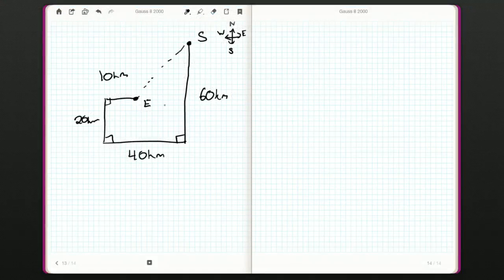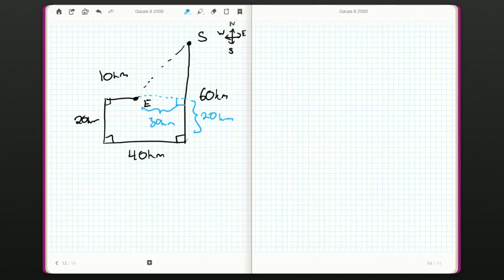Okay. So what I could do is grab an extra color, and I notice I have three right angles here. I could complete my rectangle. And now I have a rectangle that is 40 by 20. So this is 20 in here. And I should have 40 long here, but I come back a little bit by 10. So it's not that hard to see that this in here is 30 kilometers.